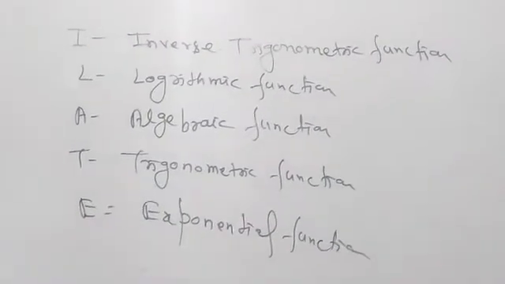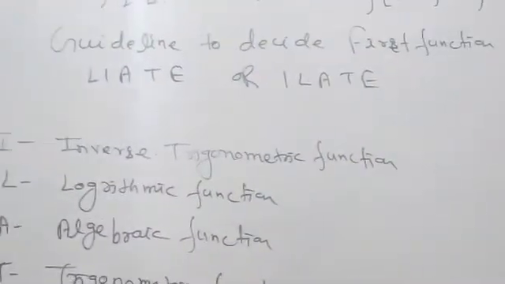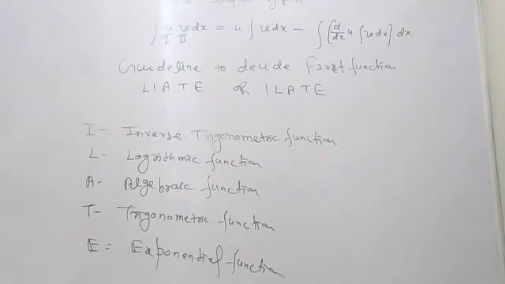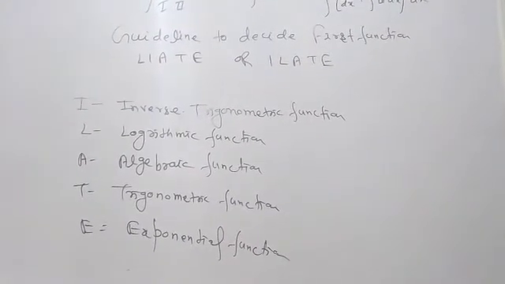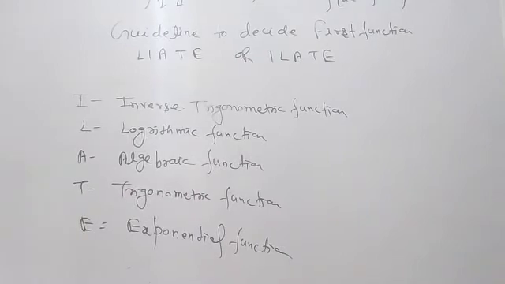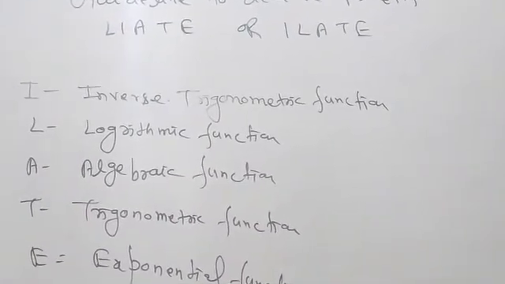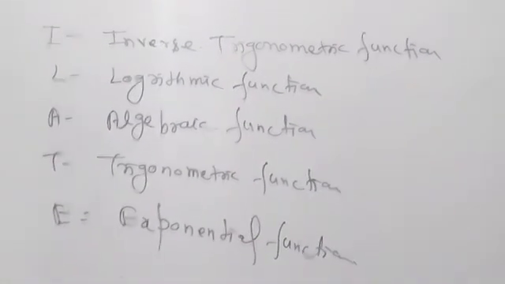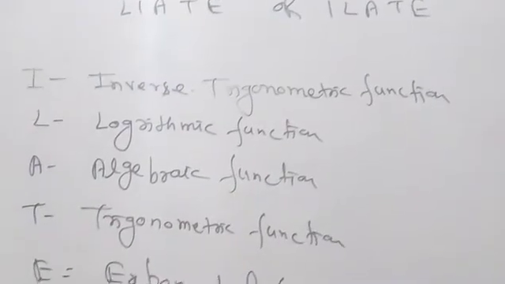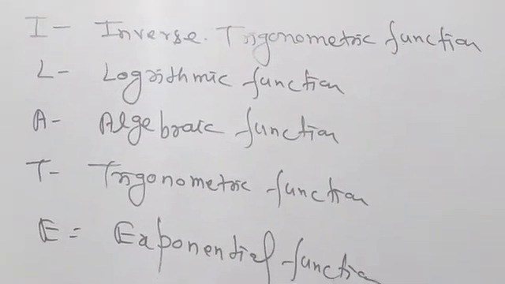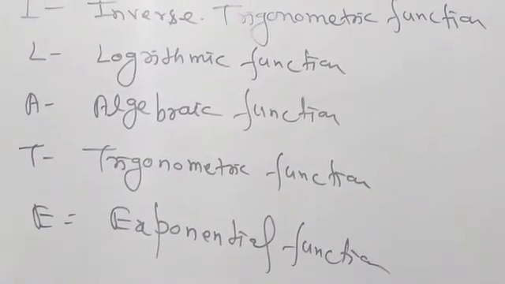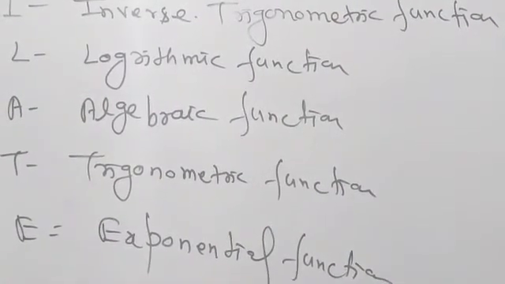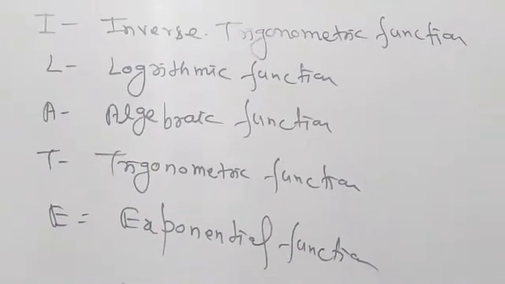Then in the guidelines to decide the first function, there are 5 functions, LIATE, or we can say ILATE. Clear? ILATE is simple for you. Then what is the meaning of ILATE? I means inverse trigonometric function, L for logarithmic function, A for algebraic function, T for trigonometric function, E for exponential function.